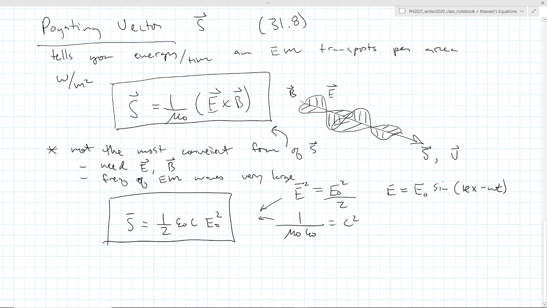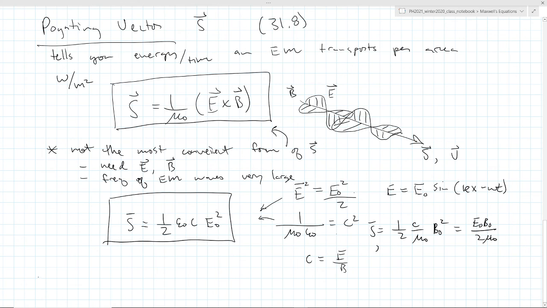Although there are other forms too, like you can write this in terms of the magnetic field as well, and it will look like this. Or you can write it in terms of both. And you can show that all these things are equivalent if you look at the RMS relationship, as well as the fact that c looks like E over B.